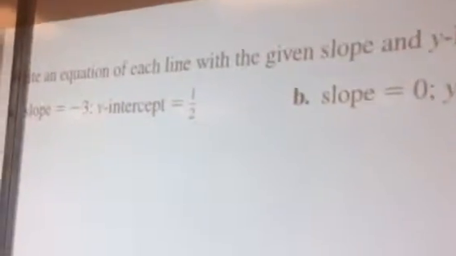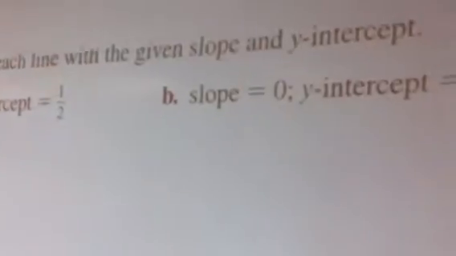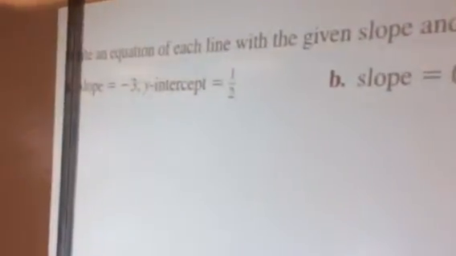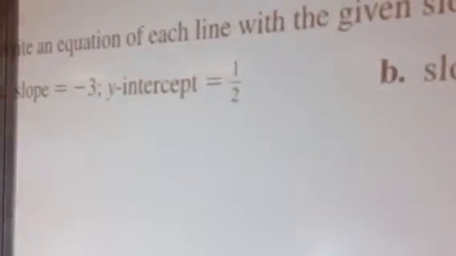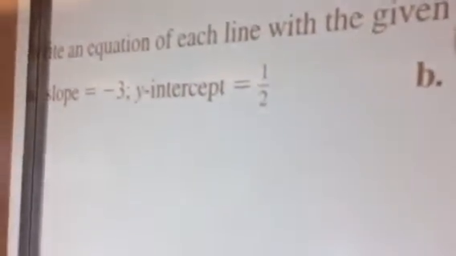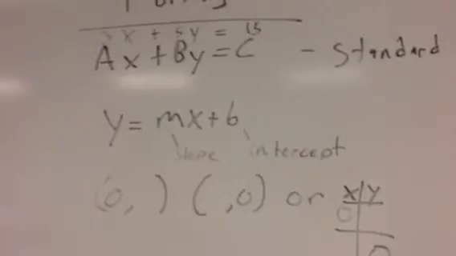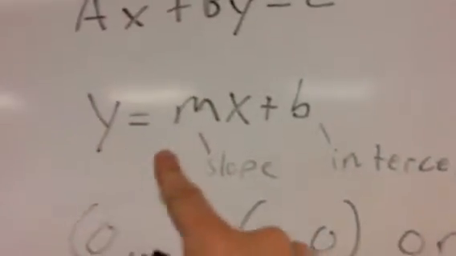Okay, so let's look at this first question here. It says, write an equation of the line given the slope and the y-intercept. And then it tells us that the slope equals -3 and that the y-intercept equals half. So just as a reminder, it says the slope and the y-intercept, so it's kind of a hint. What has the slope and the y-intercept in it? It would be the slope-intercept form.